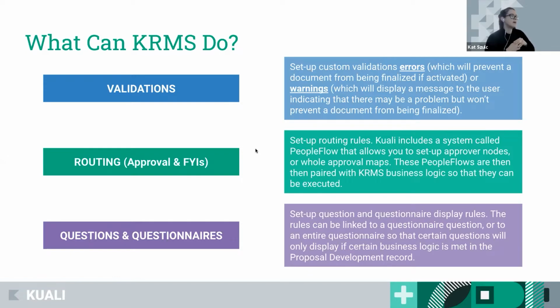We'll go over that as an example, just so you can see how that's put into practice. And then the other piece of functionality that crumbs is able to support is questions and questionnaires triggering. This is on proposal development, because proposal development is the only module that currently supports questions and questionnaires. But you can build crumbs agenda rules that are then used to trigger when a question or a questionnaire shows up in proposal development. Again, I'll do a quick example of that just so you get to see how that's put into practice.